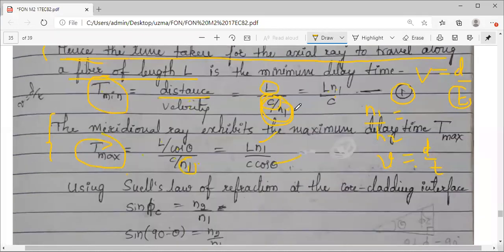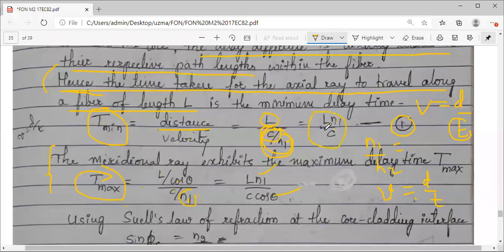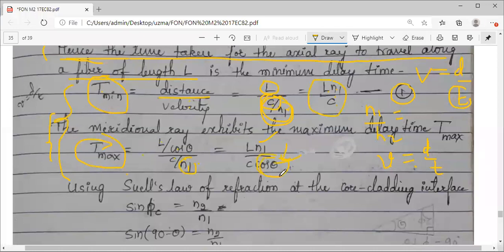Okay. Now I want all these terms, L, n1, c, these all linear parameters. I don't want this angle here. So let me remove this cos theta term and replace it with some other known value, so that I can take the difference of these two times. In order to replace this cos theta term, I will make use of Snell's law. We have already studied what Snell's law is. It is actually the critical angle: sine of phi c is equal to n2 by n1. So this is what we have studied in Snell's law.